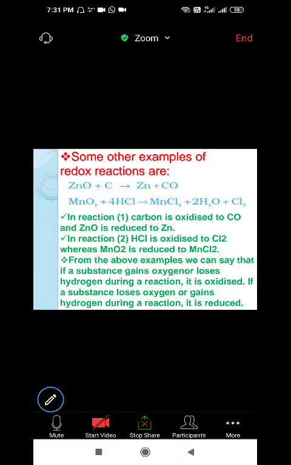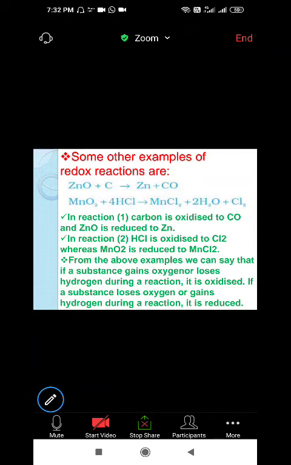Okay, you can see here we have some more examples of redox reactions. ZnO plus C gives Zn plus CO. So you can see the oxygen from the zinc has been removed and oxygen is added to the carbon. So again the oxidation and reduction are done together, that's why it is a redox reaction.